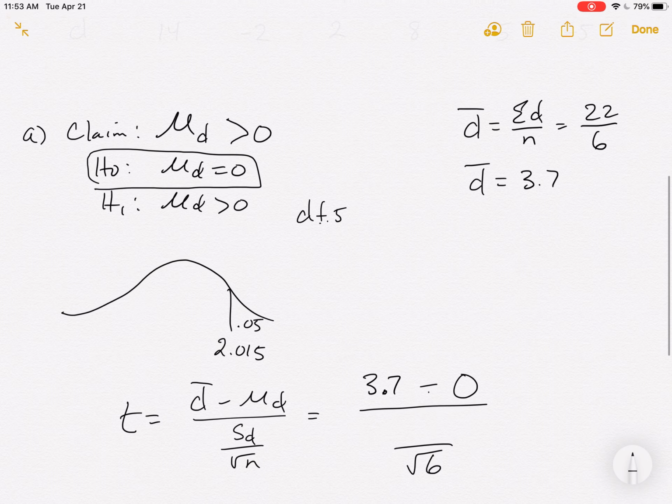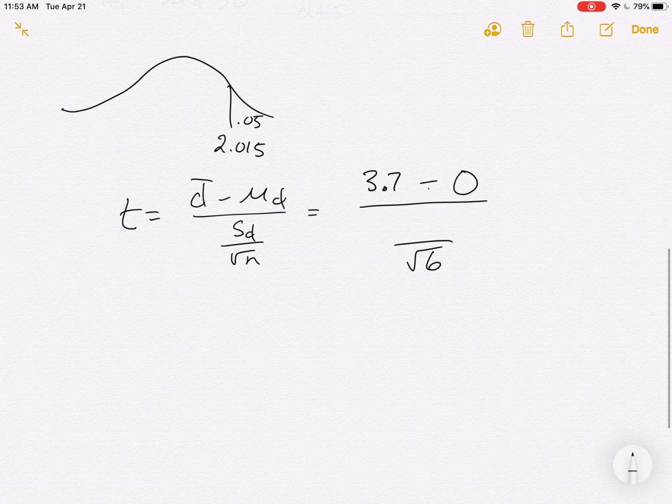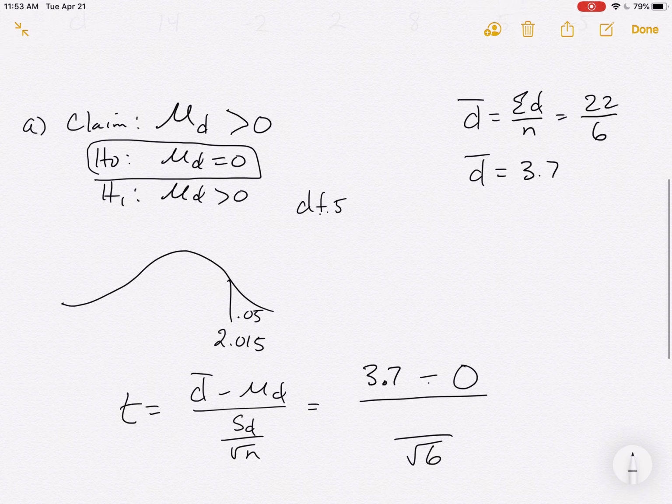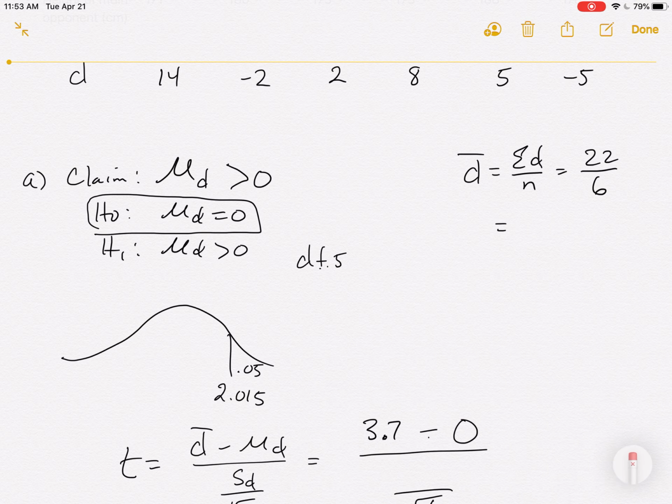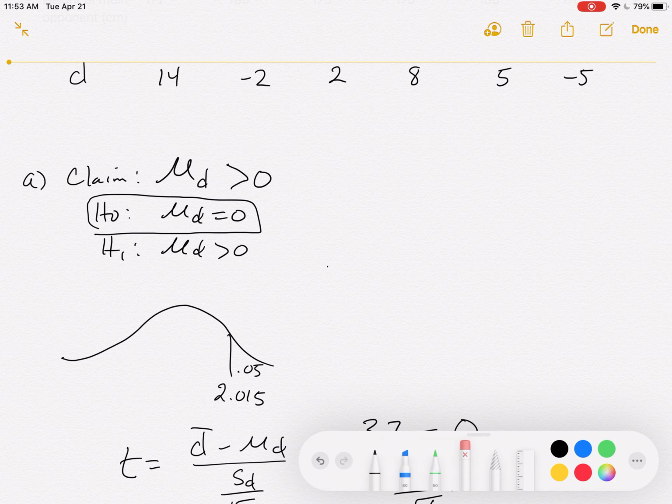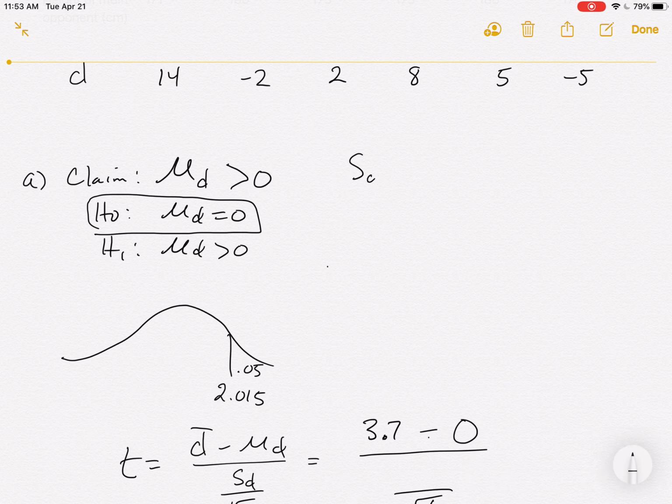But we need also to get s sub d. So the best formula for s sub d is this one. If you're okay, I'm going to go ahead and erase what I did up here just to give me some more room, and we'll find s sub d right here. Here's the formula for s sub d, and I'll write it here. s sub d is equal to n times the sum of the d squareds minus the sum of the d's, the whole thing squared, all divided by n times n minus 1.